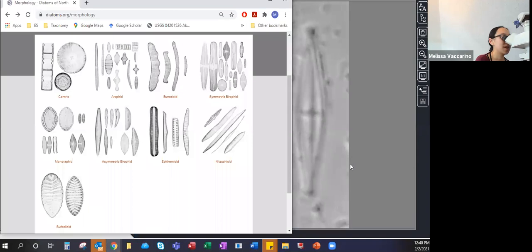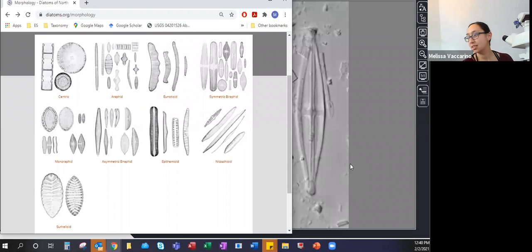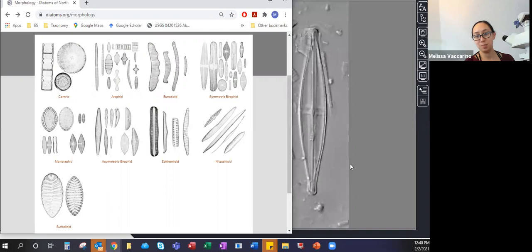Can you guys see the diatom on the right? You can put it in the comments. We can see it, Melissa. Yes, thank you. Okay, so here's the diatom, and this is my live microscope.